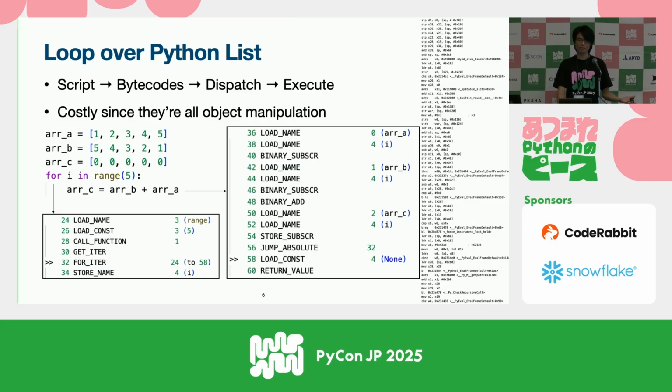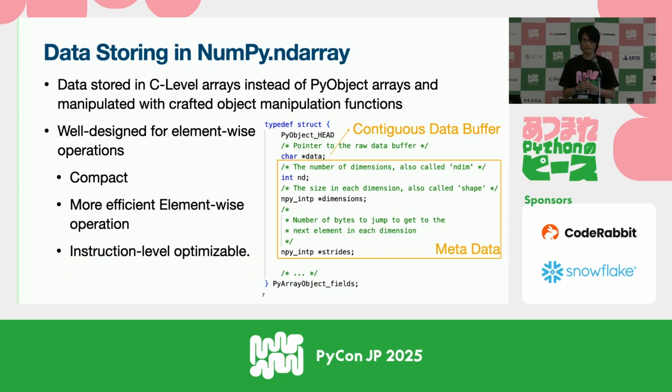And what about NumPy? In NumPy, all the data are stored in a C-level array instead of a PyObject array, so they don't need to extract the value out from a PyObject. They can just directly access the value. With this design, it is really good for element-wise operation, because it's more compact, it's more efficient to go through every element, and it can be optimized at the instruction level.